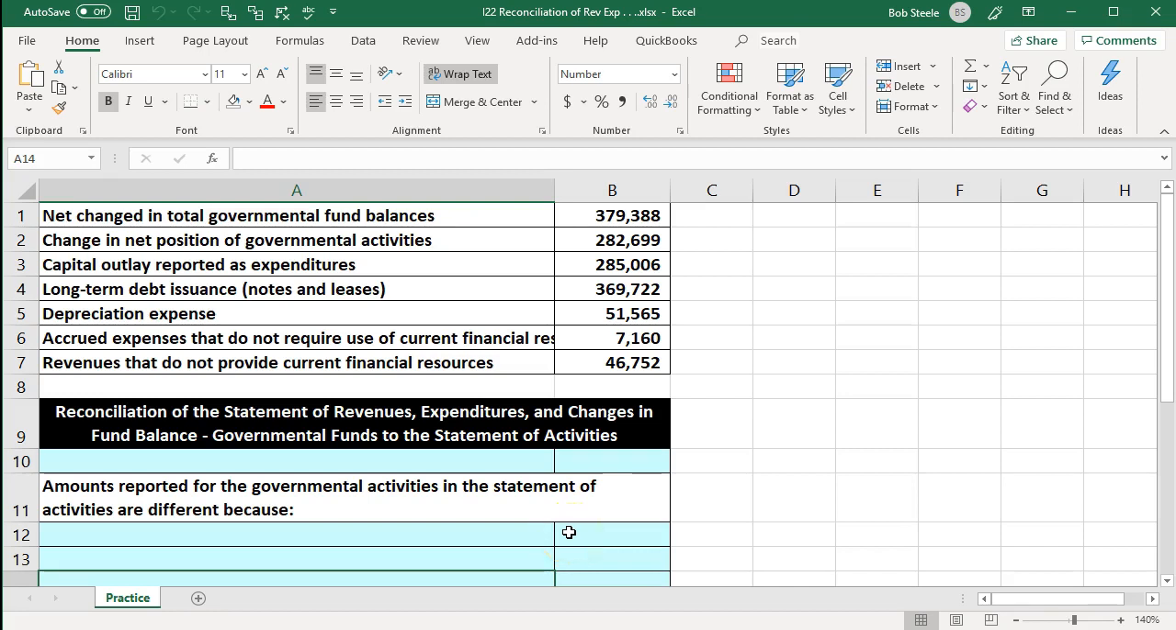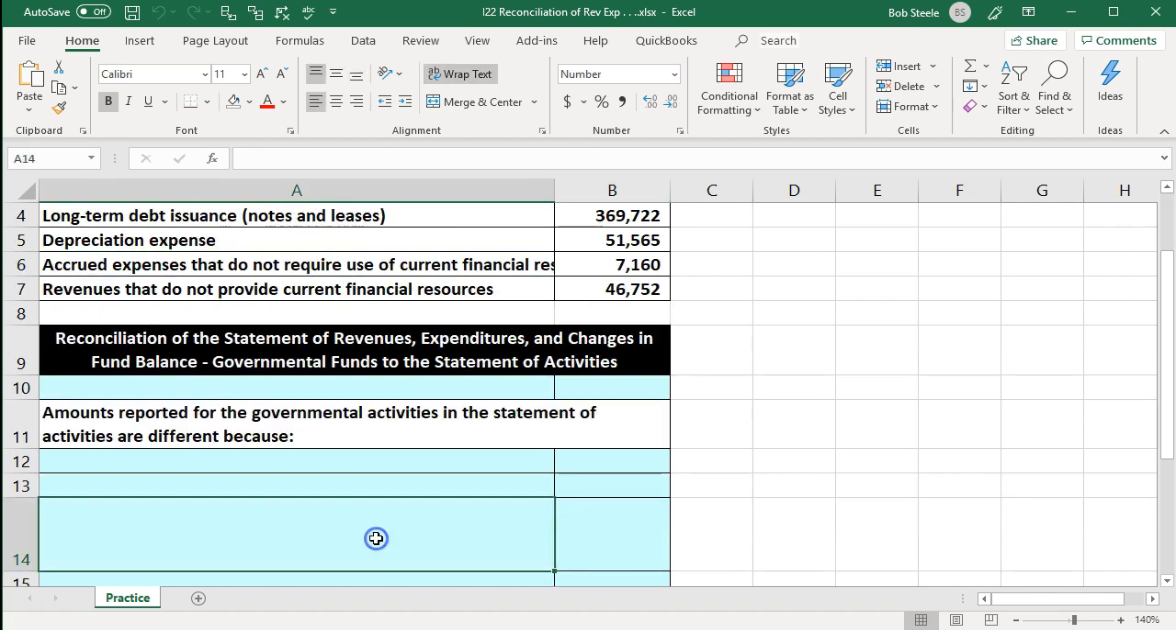In this presentation, we will work a problem related to reconciliation of the statement of revenues, expenditures, and changes in fund balance, governmental funds to the statement of activities. Our information is going to be up top. We're going to put that information into the blue area down below.